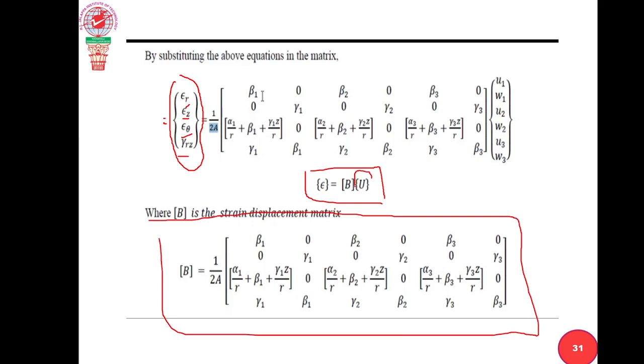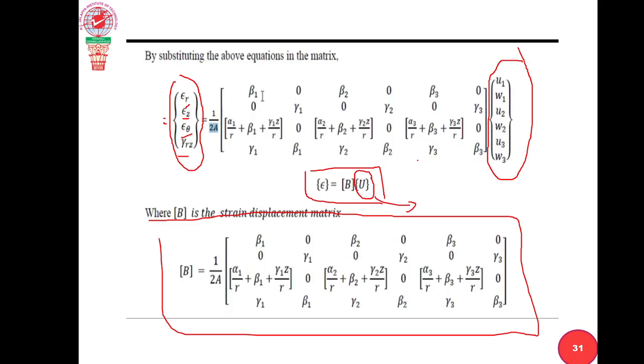Again, U equal to, where U is called what? U is the global displacement matrix, and that equals U1 W1, U2 W2, U3 W3. Clear?